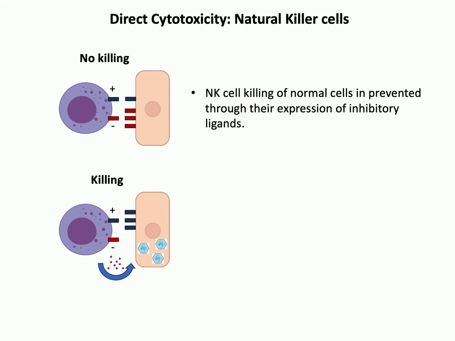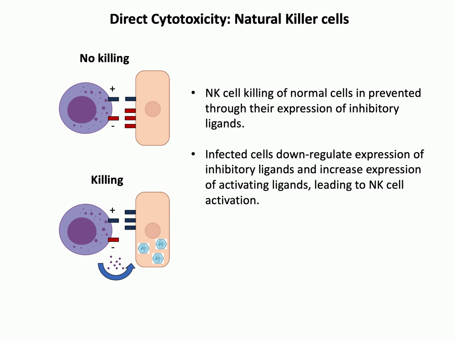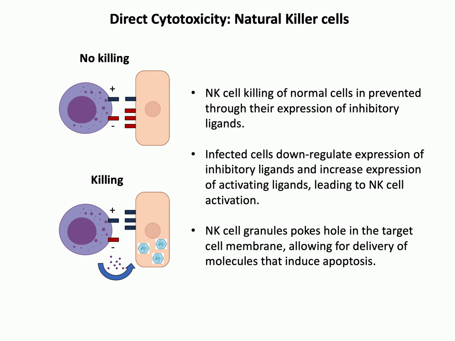But an infected cell that becomes stressed and expresses a number of molecules associated with that stress, called activating ligands, can lead to the activation of NK cells and the ability of NK cells to now release granules and poke a hole in the target cell, allowing for delivery of those granules that induce apoptosis of their target. Therefore, natural killer cells are particularly important in eliminating virally infected cells.